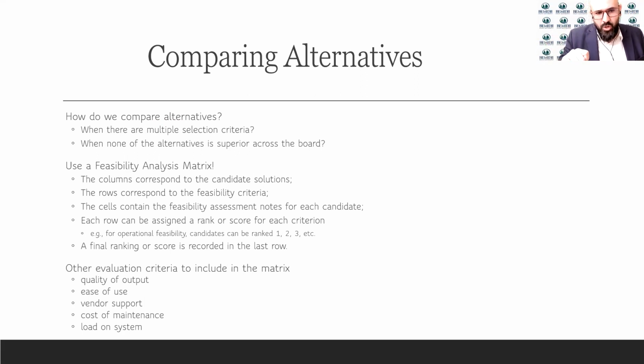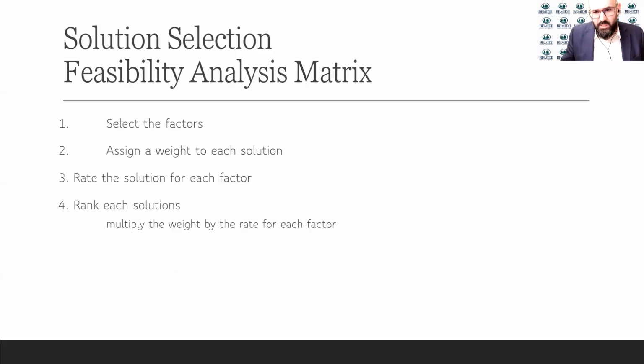So what we need to do is select criteria, and use that criteria to select which alternative to go with. Such as this evaluation criteria that I provided for you: quality of output, ease of use, vendor support, cost of maintenance, load on system, something like this. So let's take a look at this example.